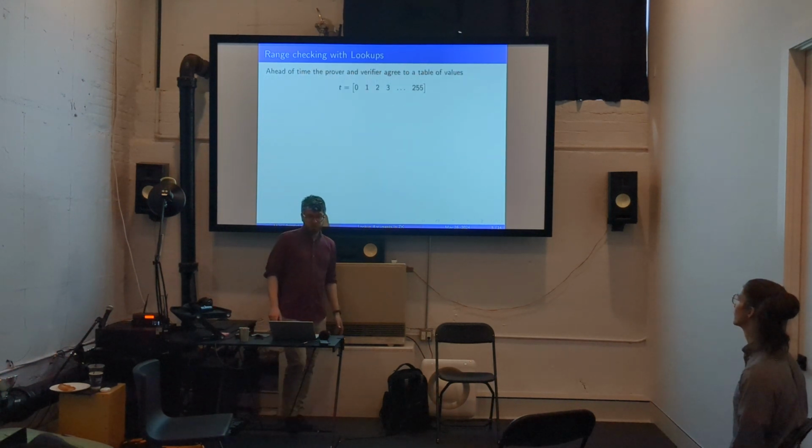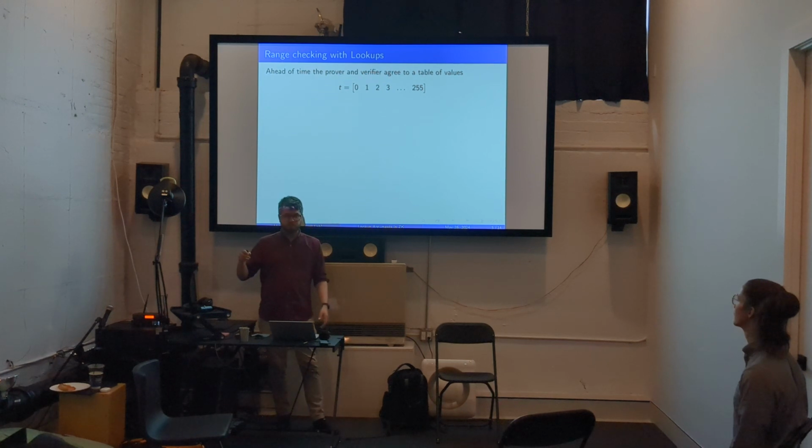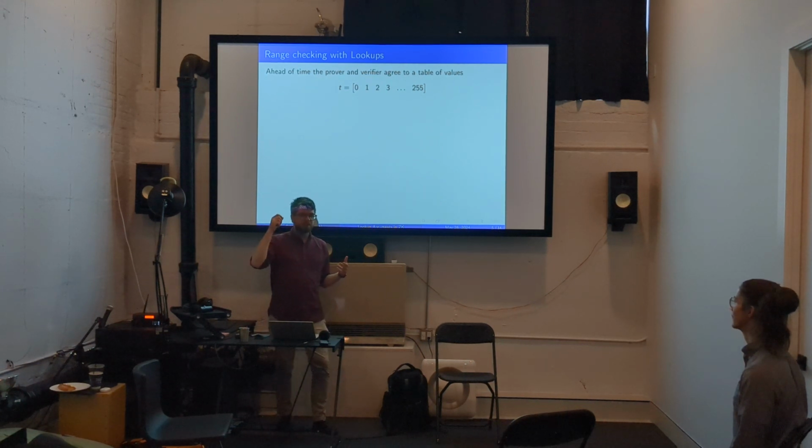So how can we do this with range checks? Recall, what were range checks? Range checks was I'm fixing a table of values at the very beginning, the prover and the verifier, and then they can be confident that whenever the prover takes something and says that this is a U8, for example, then the verifier can be confident that this is in fact a U8. It's coming from that table.